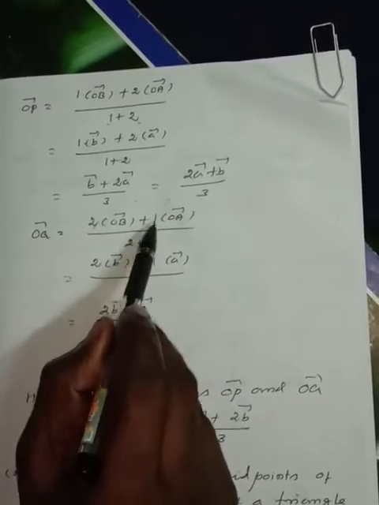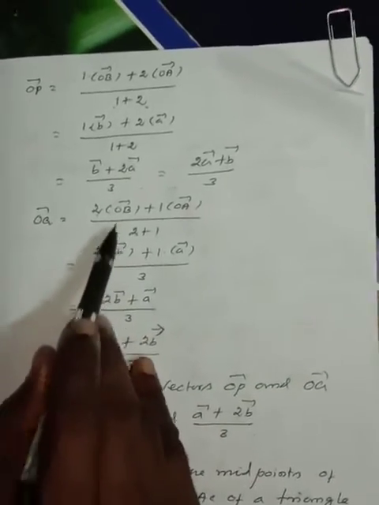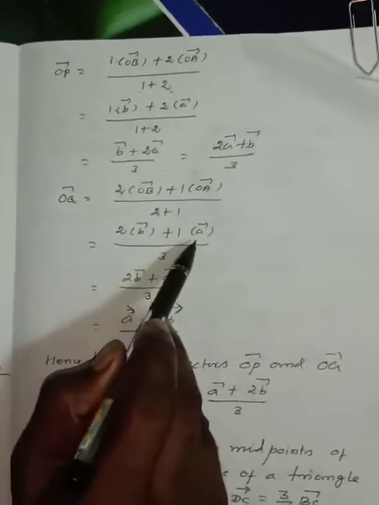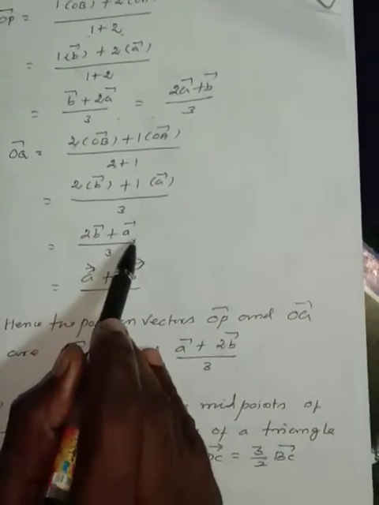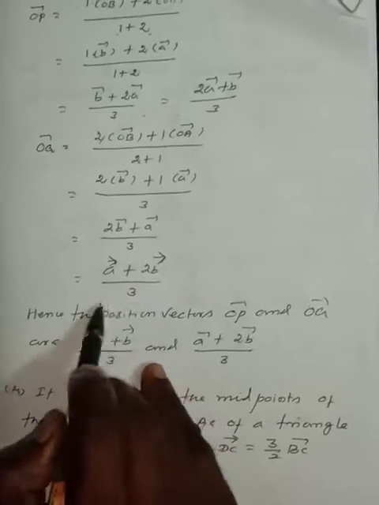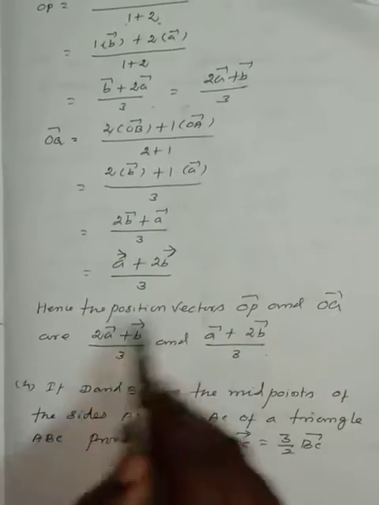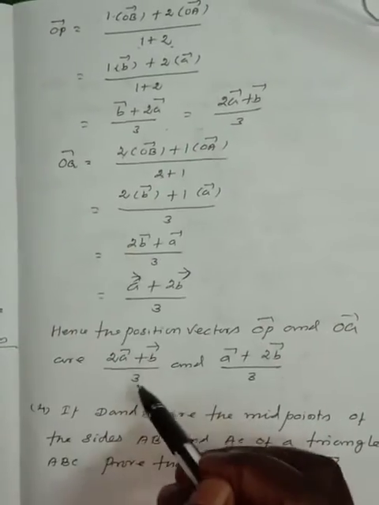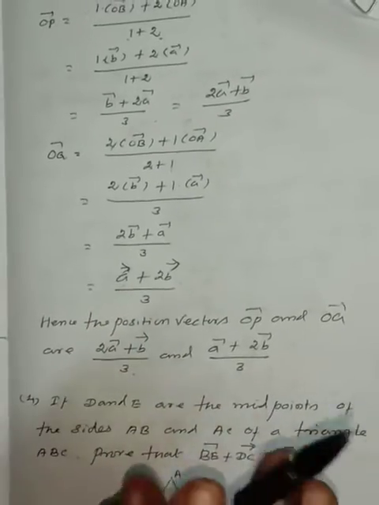M is 2, n is 1, so 2 plus 1. Now 2 into OB vector is B vector, OA vector is A vector, so (2B vector plus A vector) divided by 3, which can be written in the form of (A vector plus 2B vector) divided by 3. Hence, the position vectors OP and OQ are (2A vector plus B vector) divided by 3 and (A vector plus 2B vector) divided by 3.